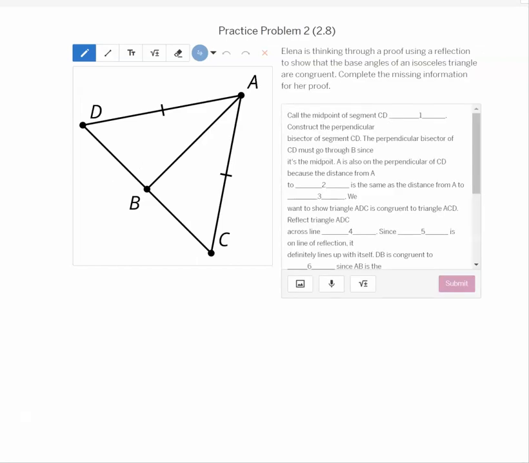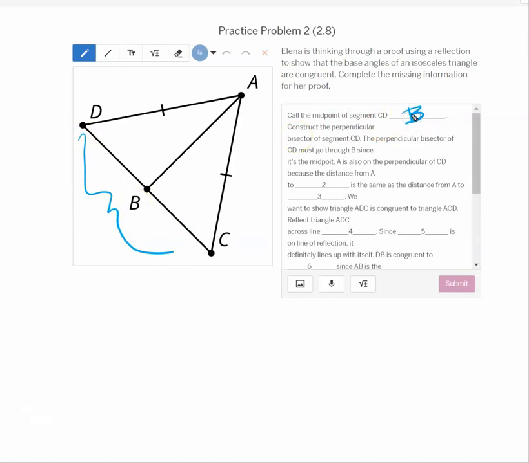Practice problem 2. Okay, so this one, we're just going to fill in these blanks here. We're going to talk about it. Elena is thinking through a proof using a reflection to show that the base angles of an isosceles triangle are congruent. Complete the missing information for her proof. So we're just going to read the sentence and see what goes in there, right? It says, call the midpoint of segment CD what? So this is segment CD, so we're calling that midpoint B.